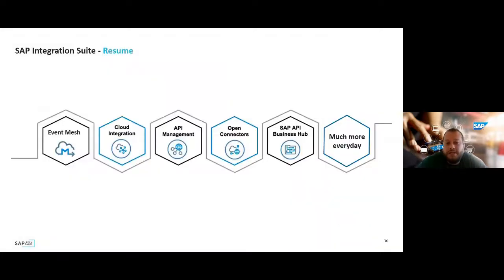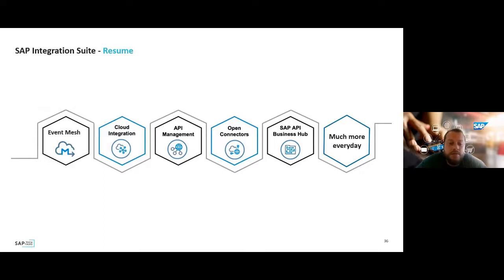So to resume, SAP brings a powerful integration suite that aims to attend most of the integration patterns that we have: Event Mesh, a tool focused on event-based architecture; Cloud Integration, which will play a role of middleware or ESB; API Management, which will work as full life cycle management of your APIs; the Open Connectors, which will support you to connect to third-party systems; and the SAP API Business Hub, which is a really good platform to have a holistic view.